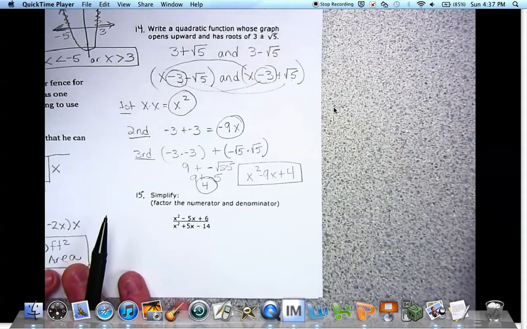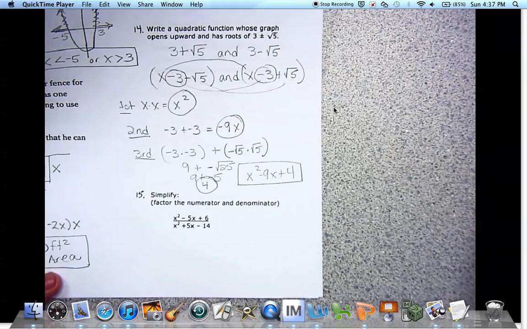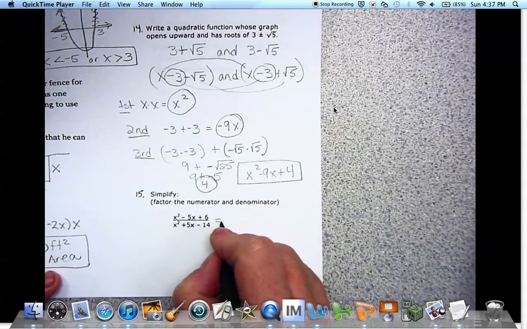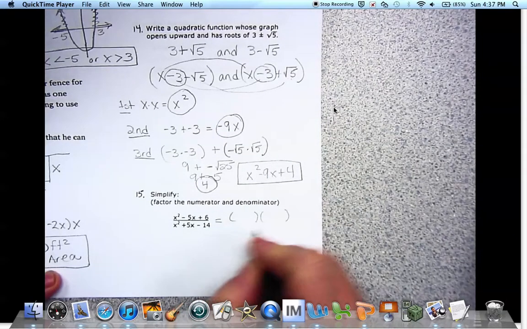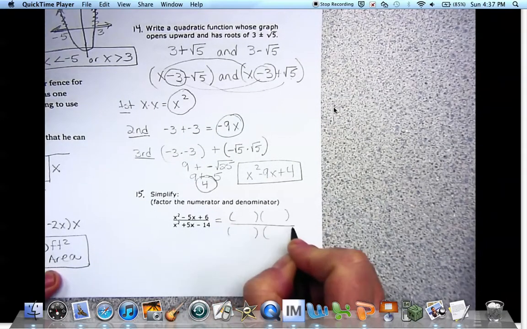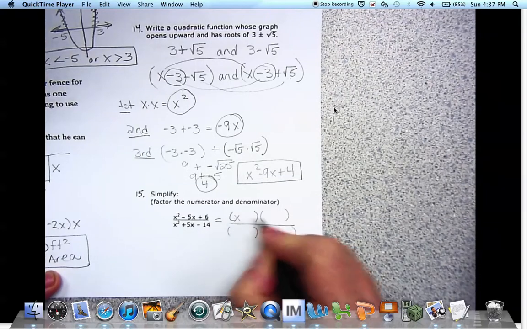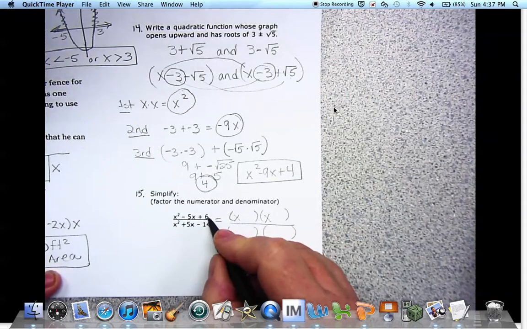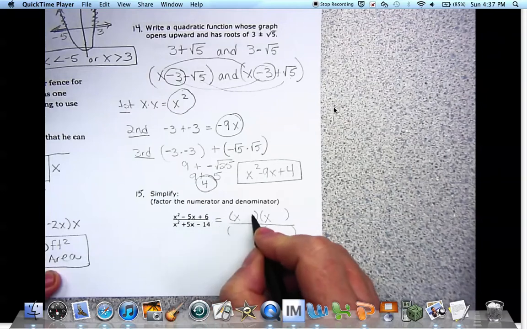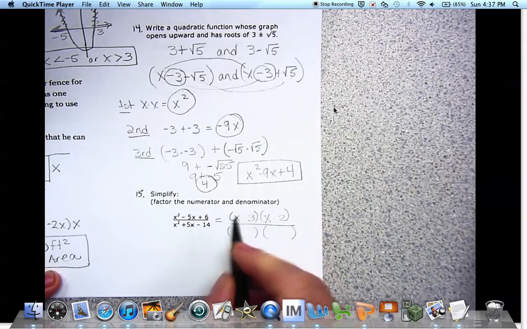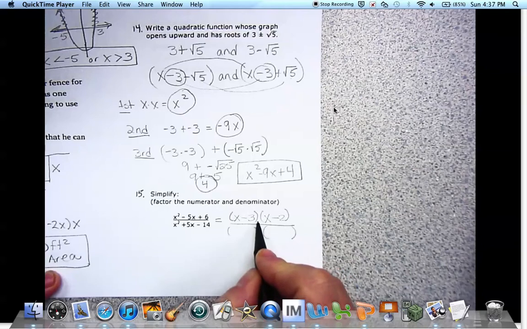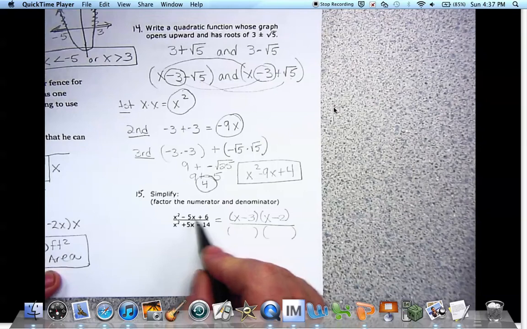Okay, the last one. This is just a factoring problem. You're going to have a problem like this, and you're going to have to factor the numerator and the denominator. So we're just going to write 2 parentheses for the numerator and 2 parentheses for the denominator. So we have x times x is x squared, and either 6 and 1 or 3 and 2. Let's do 3 times 2, and if we make them both negative, then we get negative 2x, and a negative 3x is a negative 5x, and negative 3 times negative 2 is 6.